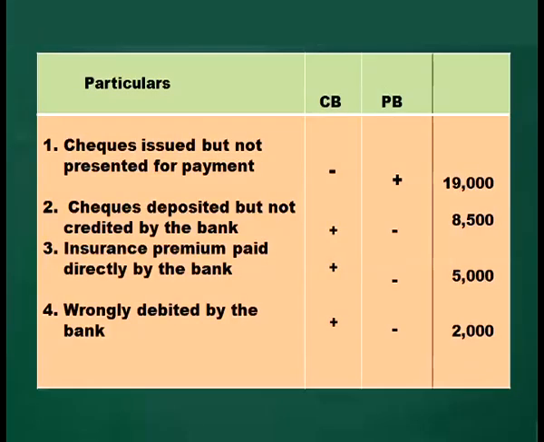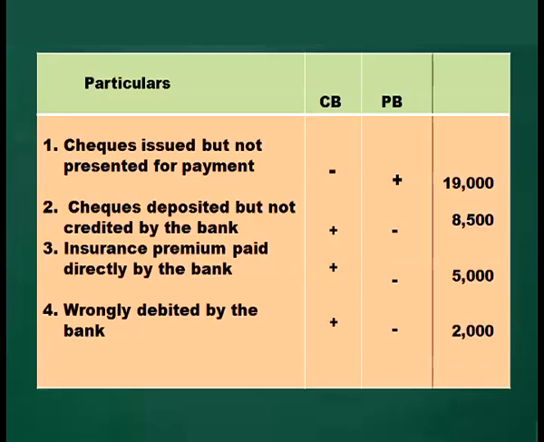Check issued but not presented for payment. Cash book we will deduct when check is going from us. Cash book we will show plus sign 19,000. Check is deposited but not credited by the bank. Cash book we will give a plus sign increase. Passbook minus sign 5,000 plus 3,500, 8,500. Insurance premium paid directly by the bank. Passbook minus, that is deduction, cash book increase of 5,000. Wrongly debited by the bank. Passbook deduction minus, cash book increase plus 2,000.